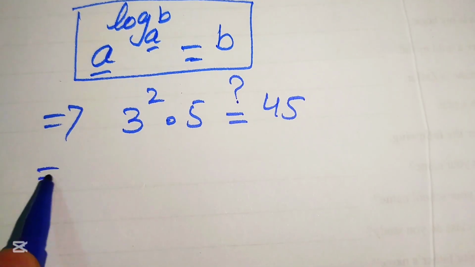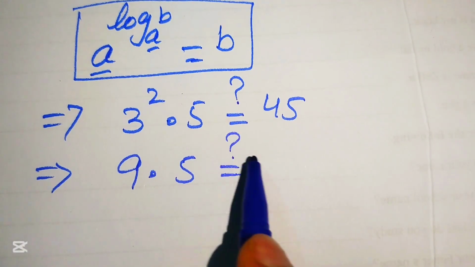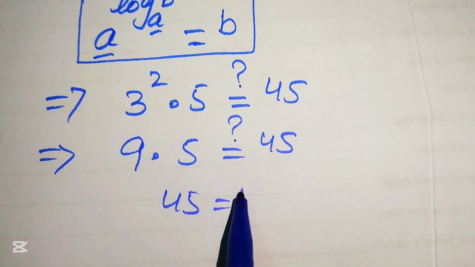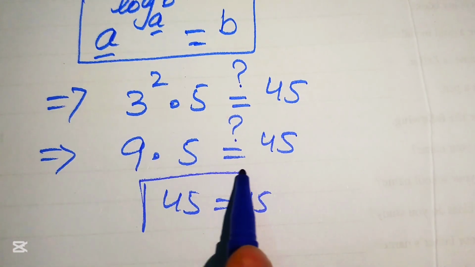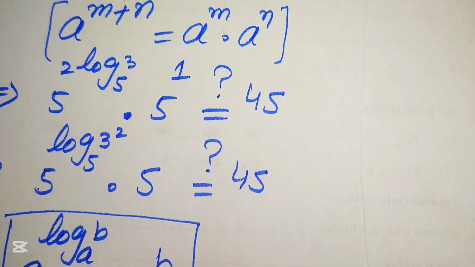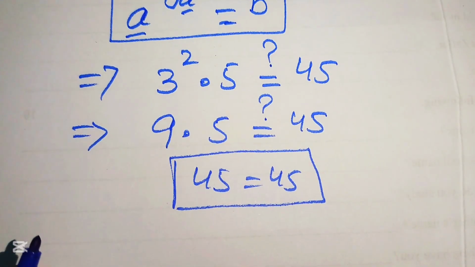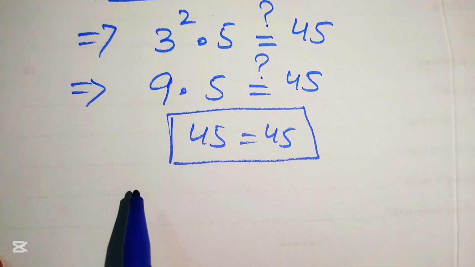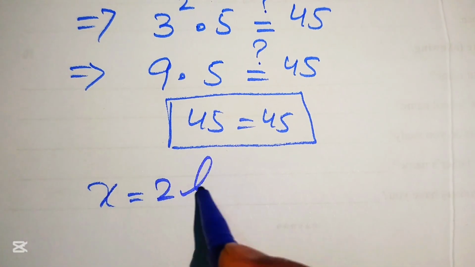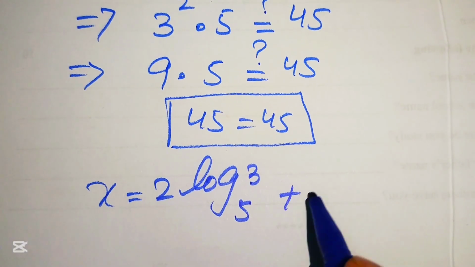Okay, so 3 squared equals 9, and 9 times 5 equals 45. So here clearly you see that 45 equals 45. This shows that the value of x satisfies the given question statement. So here we have the final value of x in this problem: x equals 2 times log 3 with base 5, plus 1.